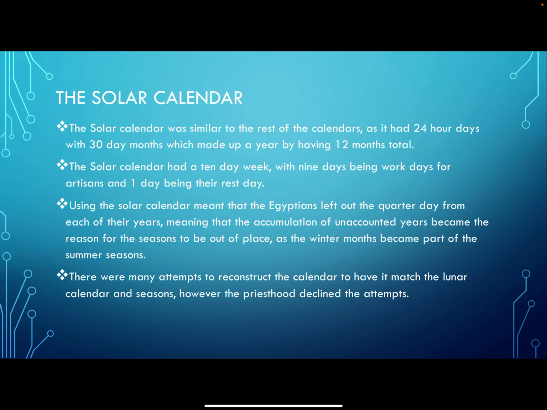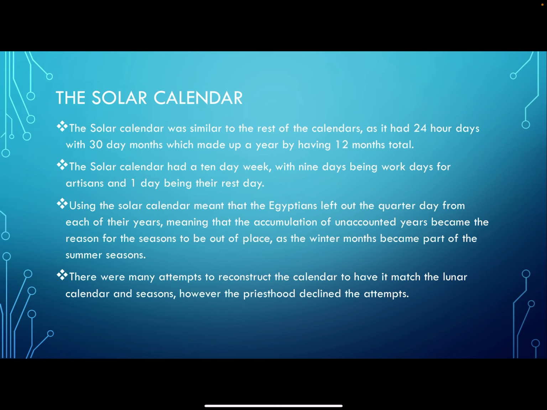So the solar calendar was similar to the rest of the calendars, as it had 24-hour days with 30-day months, which made up a year having 12 months total. Again, it was also 360 days. The solar calendar had a 10-day week with 9 days being work days for artisans and 1 day being their rest day. So they had a 9-day work week, and 1 day being their rest day, the final day.